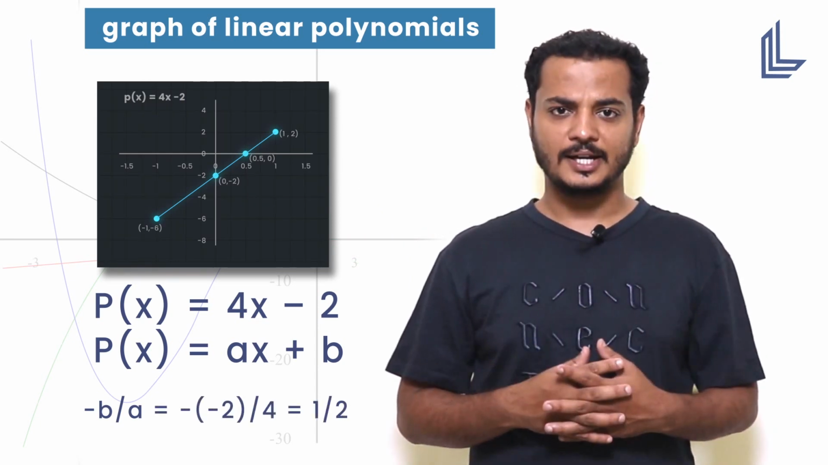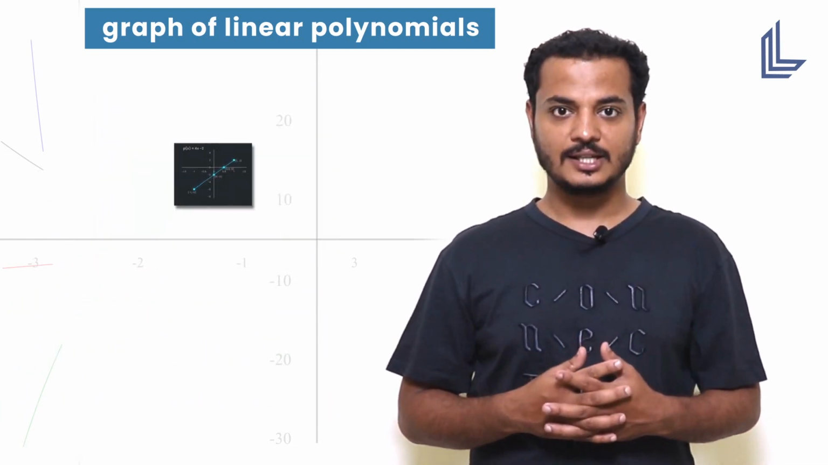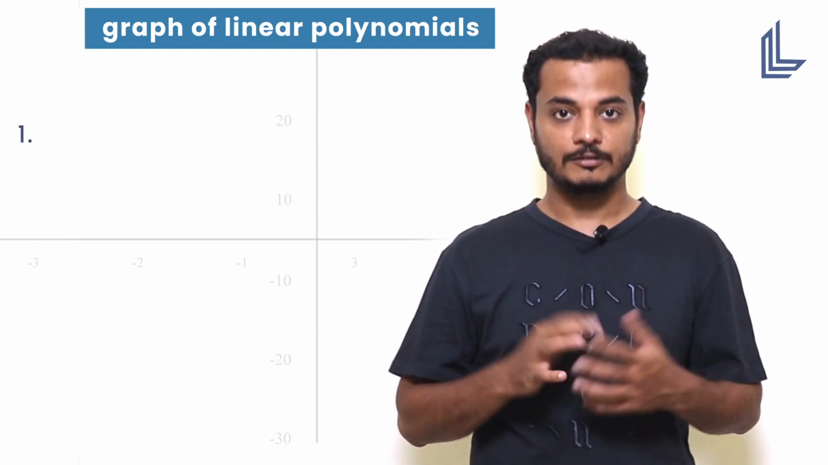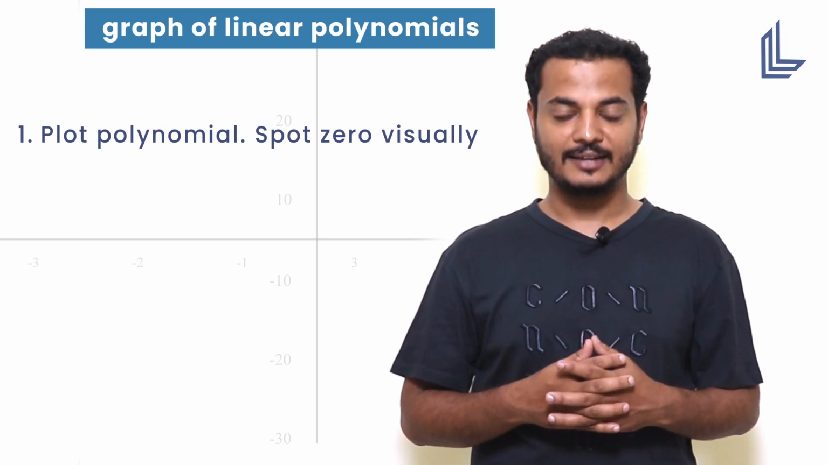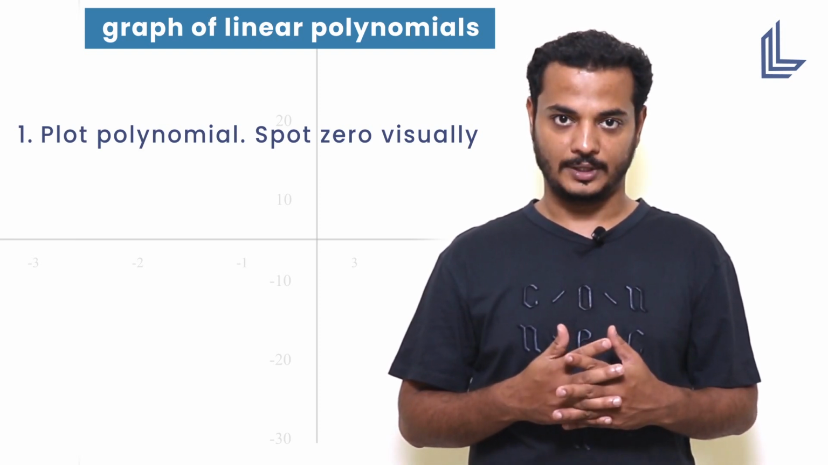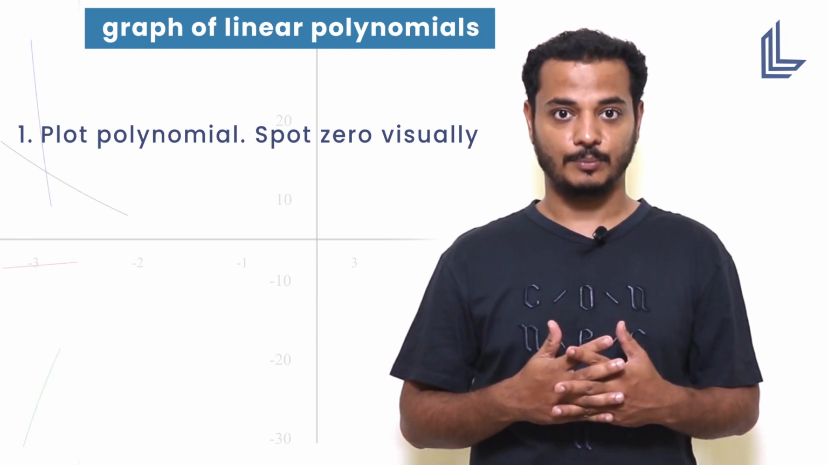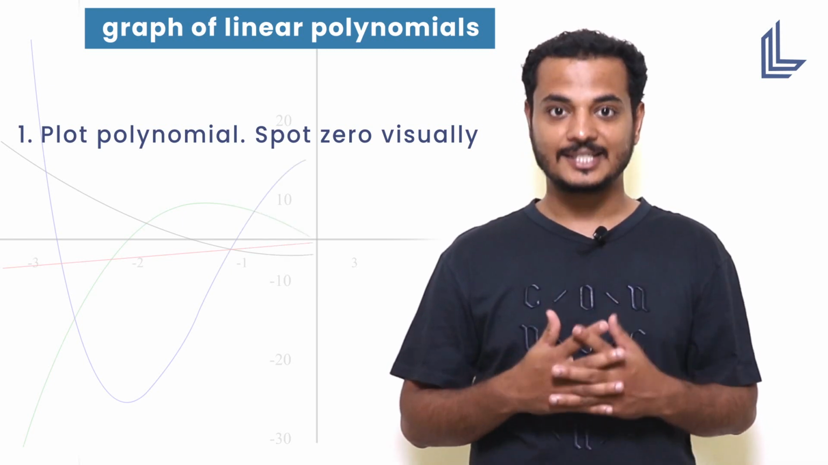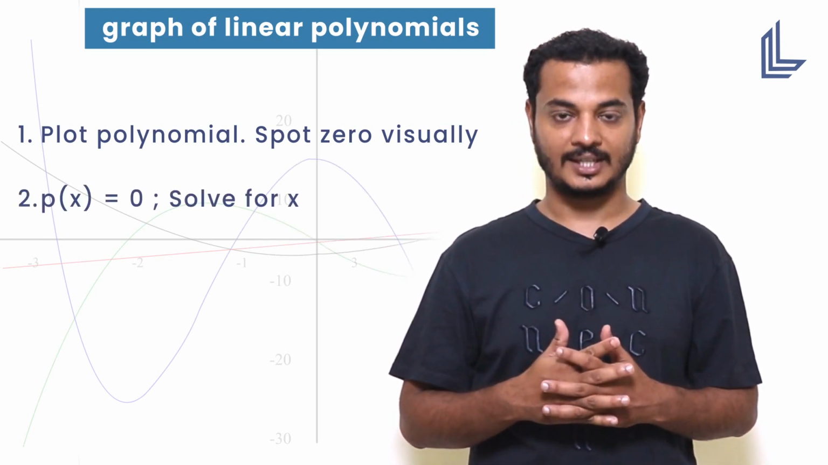So let's quickly summarize what we did in this section. In this section, we discussed 3 ways of finding zeros of a linear polynomial. Firstly, we plotted the polynomial in a graph and then found out the zeros of the polynomial. And how do we do that? We just need to look at the point on the x-axis through which the line passes. The x-coordinate of this point will be the 0 of the polynomial.